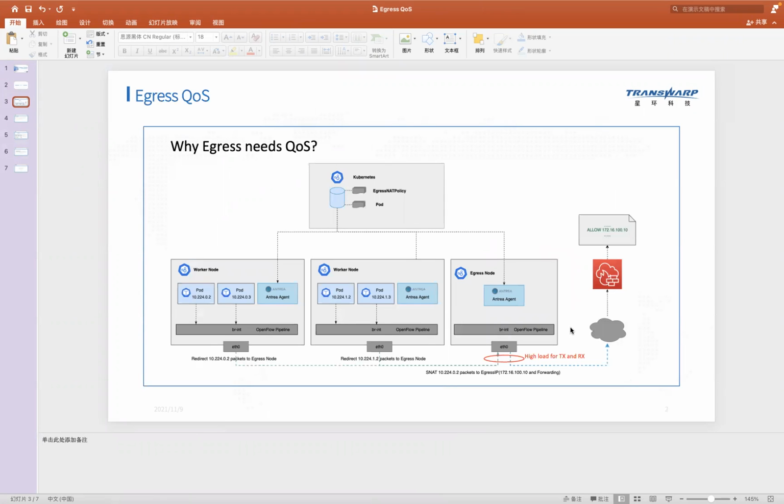As you know, the egress feature has many use cases: security, egress packet auditing, IP auditing, and getting the external request client IP, and so on. So this is an egress feature architectural diagram. When the workload ports communicate with the external network, the selected workload packet needs to be redirected to the egress node. It's easy to cause a network congestion problem on the egress node.